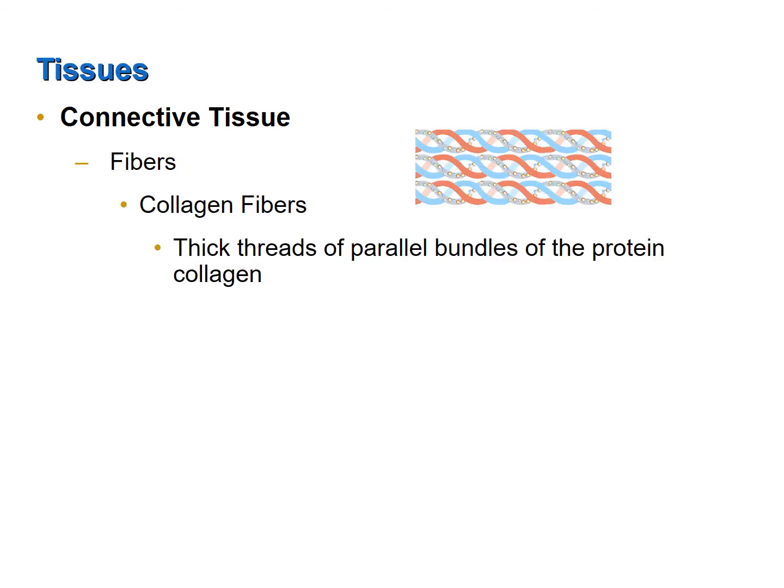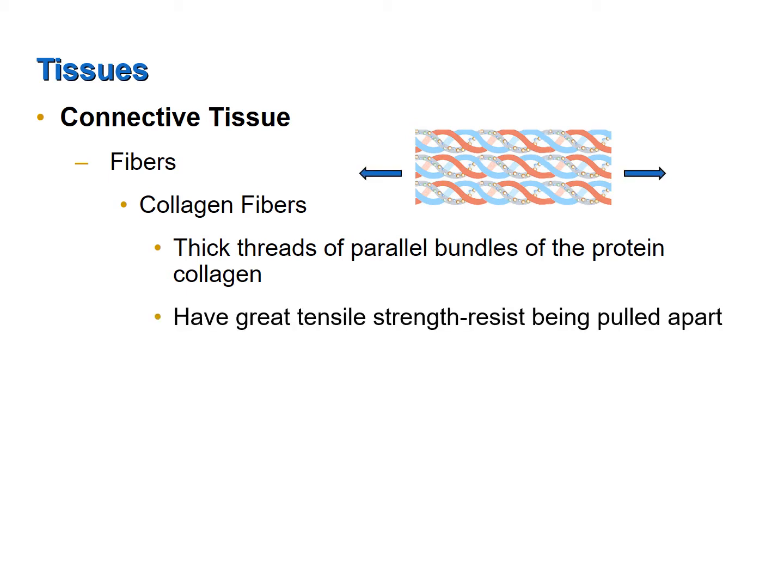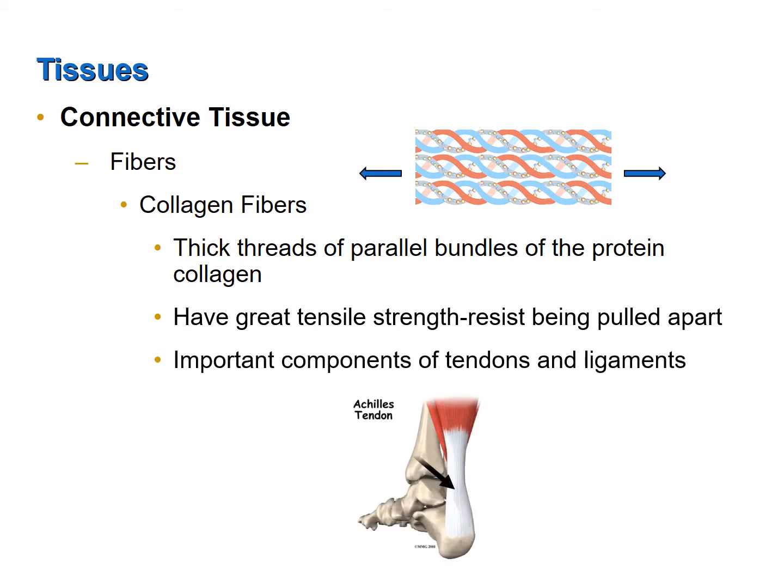Collagen fibers are thick threads of parallel bundles of the protein collagen. Collagen fibers have great tensile strength. This means that they resist being pulled apart, as indicated by the blue arrows. This is important because collagen fibers are major components of tendons and ligaments. Because they have great tensile strength, they can resist the considerable pulling forces of musculoskeletal movements.